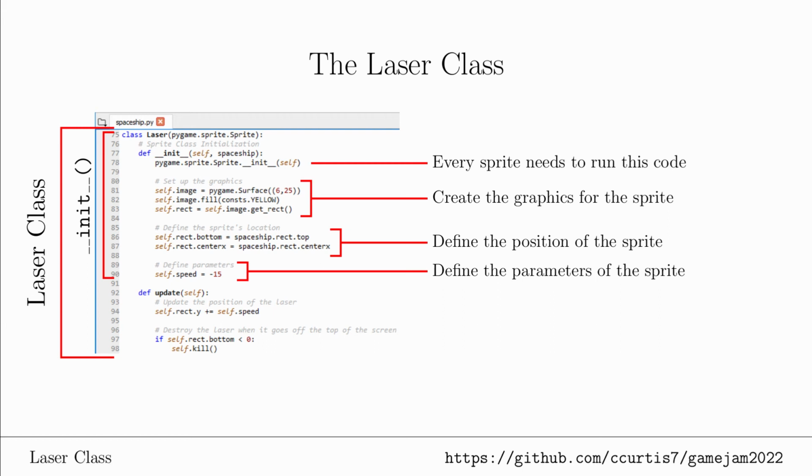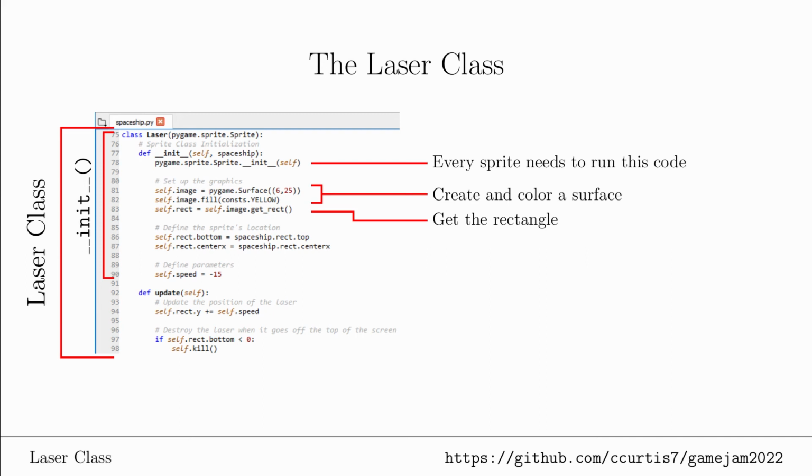Here are the image steps for our laser. For the spaceship, we used an image that we had to load at the start of the module. Those images were loaded onto Pygame objects known as surfaces. But we can also just directly create a surface and color it in, which is what we've done here. Notice that we need to get the rectangle for this surface, just as we did with the images.